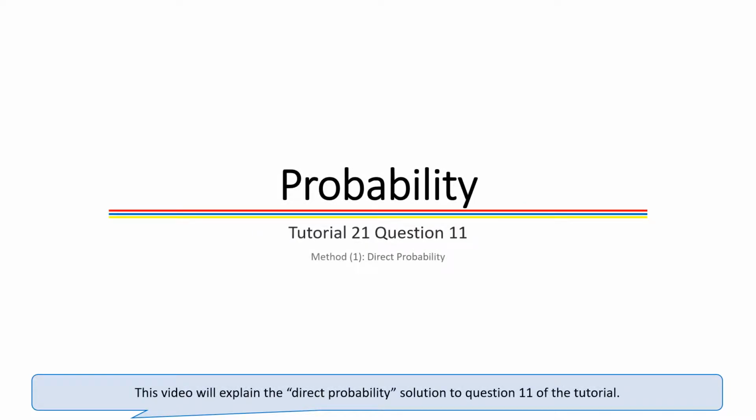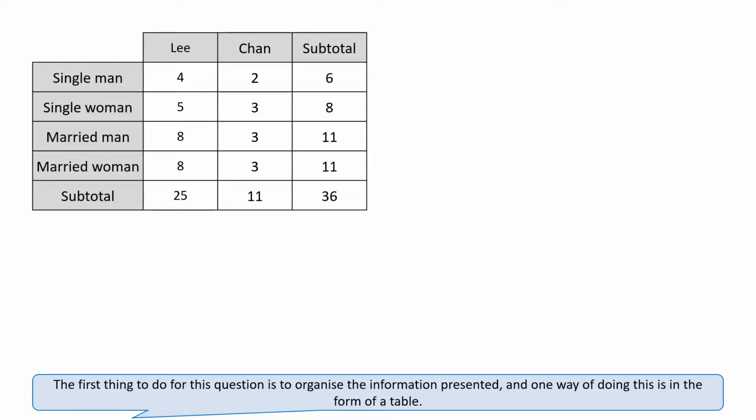This video will explain the direct probability solution to question 11 of the tutorial. You can access the solution to different parts of this question through the video description below. The first thing to do for this question is to organize the information presented, and one way of doing this is in the form of a table.